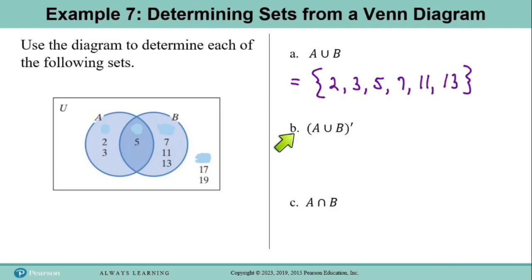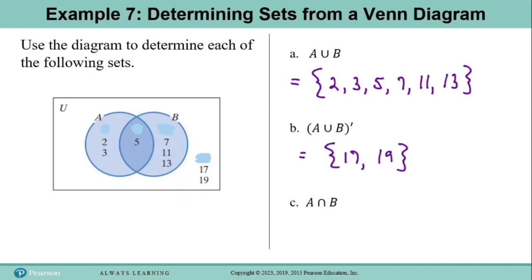And now in part B, they've asked us to find the complement of A union B. So that's going to be all the elements that are not inside A union B. Well, you can see right here in the diagram, all the elements in A union B are in the shaded circles. And so the complement of that is the elements that are not inside the circles. So the complement of A union B is just going to be the set that contains 17 and 19.